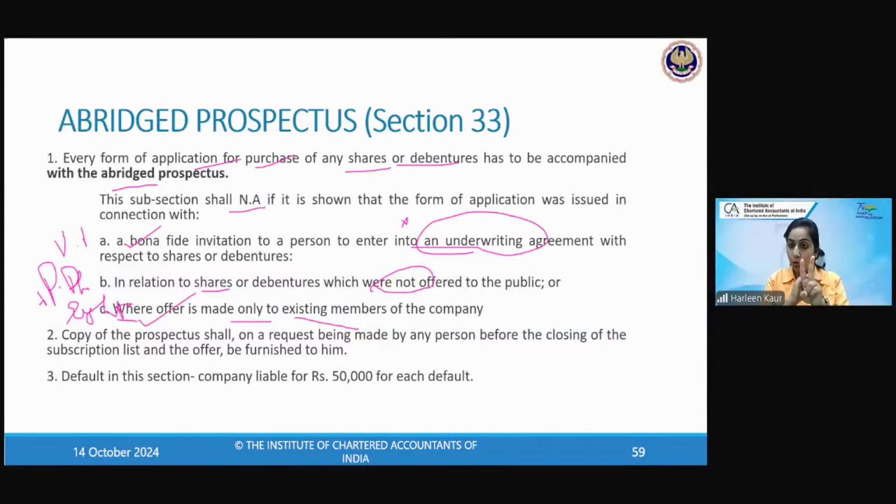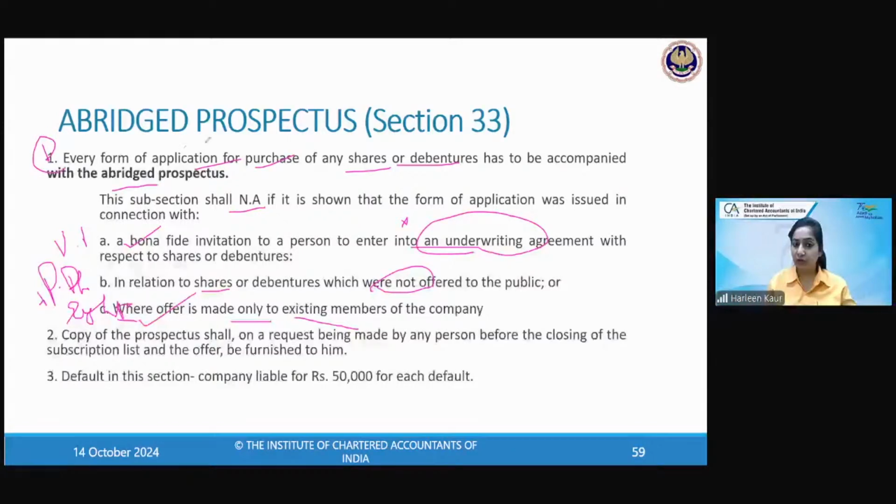When the shares are not offered to the public, it's a private placement case. When it is a private placement case, then also the abridged prospectus is not required. And when you are making the offer to the existing members, then also the abridged prospectus is not required.